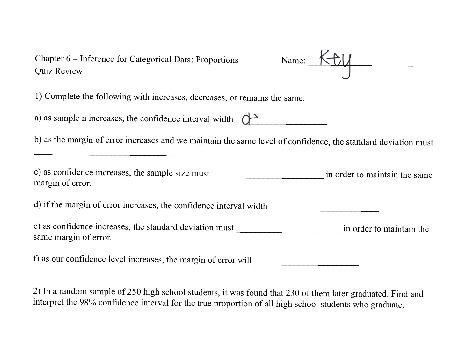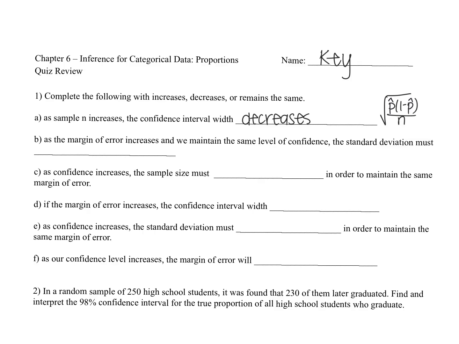So the reason for this is that n affects your standard error. So your square root of p hat times 1 minus p hat over n. So as you increase n, you decrease your standard error, which then decreases the width of the confidence interval.